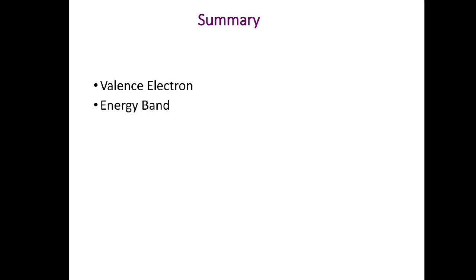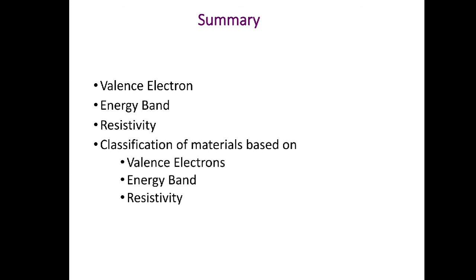Coming to the summary, we have discussed what is a valence electron, what is an energy band, what is resistivity, and the classification of materials based on valence electron, energy band and resistivity.